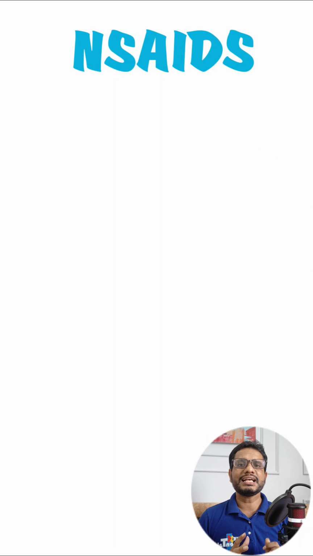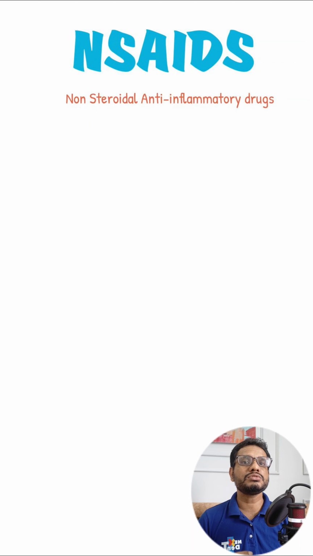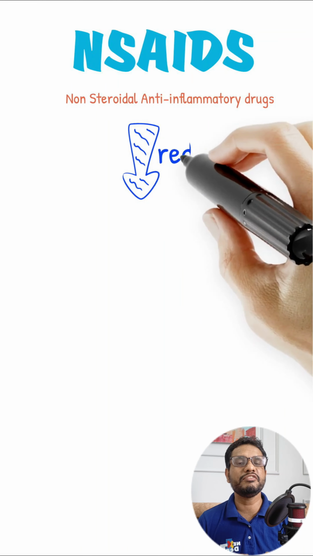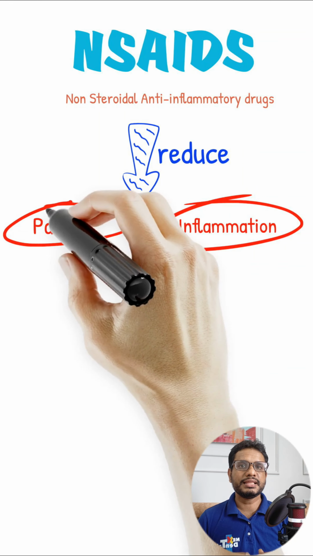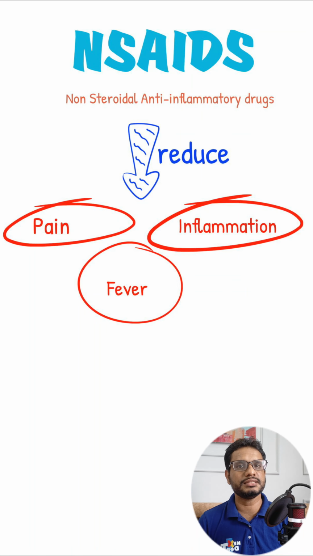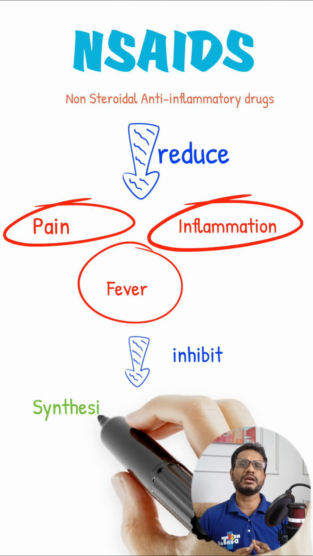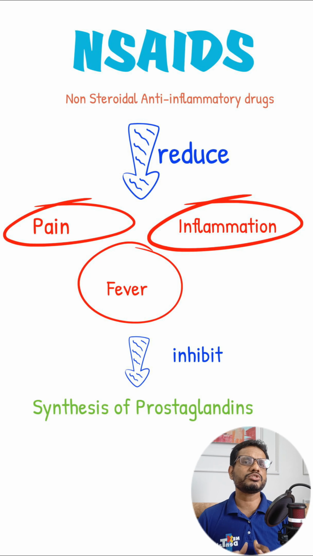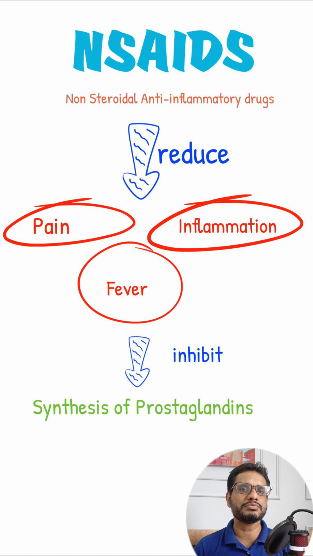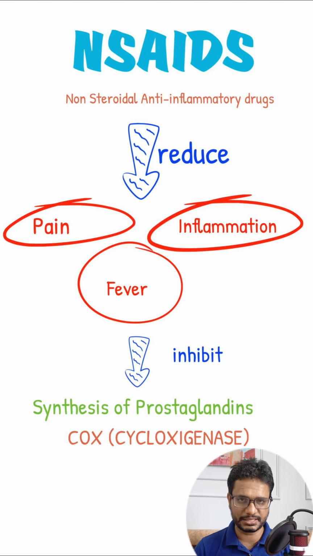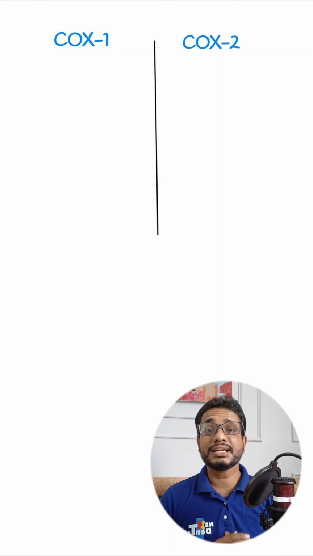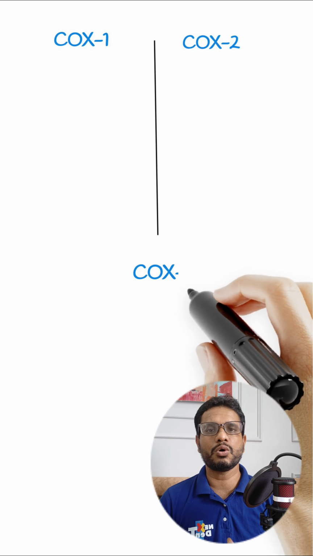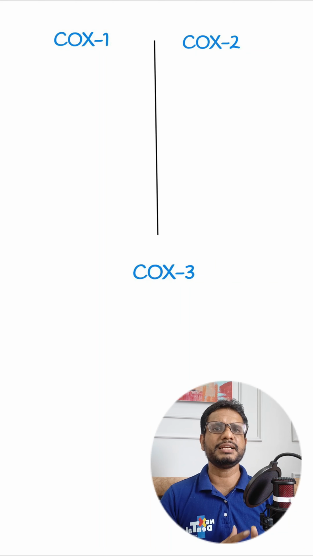Okay, so when I say NSAIDs or the non-steroidal anti-inflammatory drugs, these are the medications that help reduce inflammation, pain and fever. They achieve this by inhibiting the synthesis of the prostanoids, specifically the prostaglandins. And these prostaglandins are produced by the enzymes known as COX or the cyclooxygenase. There are two important subtypes, COX-1 and COX-2, but actually there are three subtypes including the recently discovered third subtype, that is COX-3. We'll be discussing this later in brief.